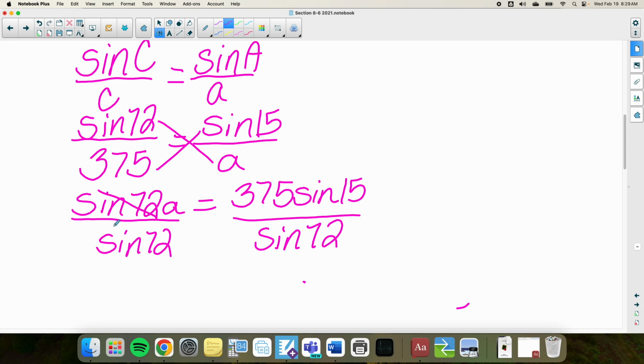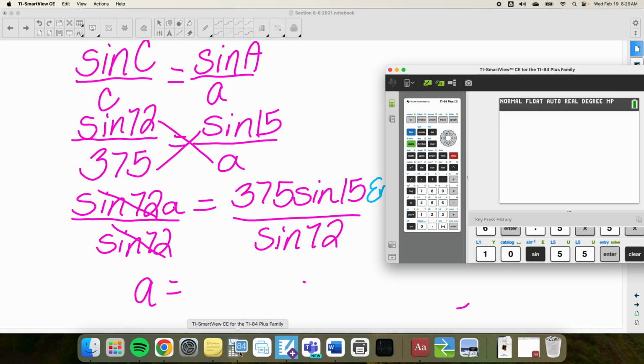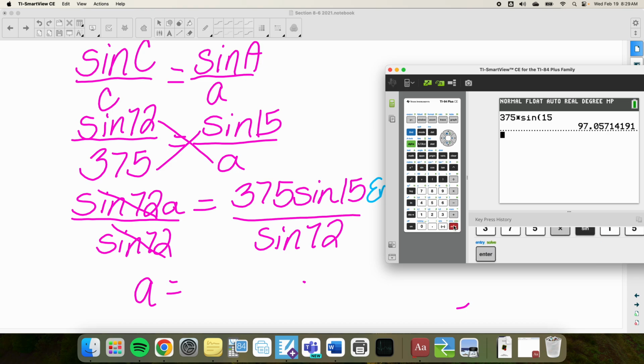Okay, now when you go to put this in your calculator, I do not like to use parentheses. So what I have to remember to do is hit enter after the 15 before I divide by sine of 72. Okay, so I can go 375 times sine of 15, enter, and then just divide by sine of 72, and I get 102.05.